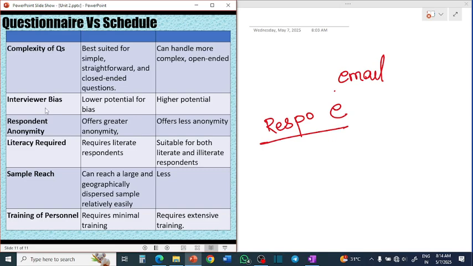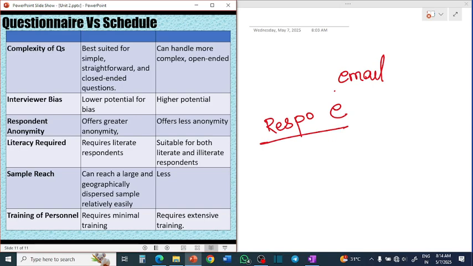Now we will go on to the interviewer bias. Because it is a self-administered process, in questionnaire the bias is low, and in schedule the enumerator is present, so bias will be high. Respondent anonymity: the questionnaire gives more anonymity because it has to be self-administered, and whether the person is giving his right name or not can never be known. And in the schedule case, it offers less anonymity.